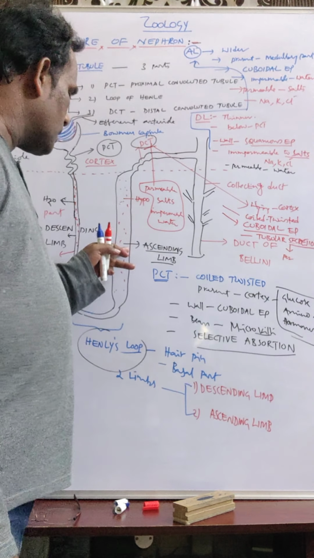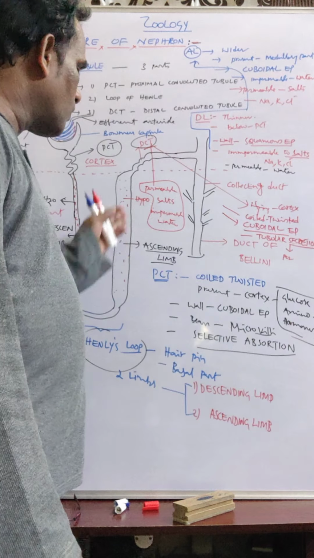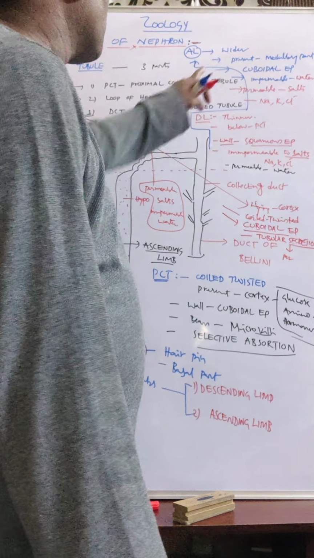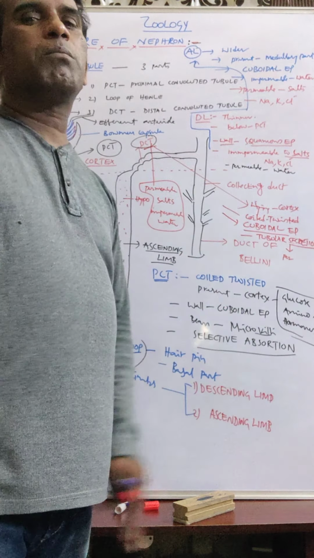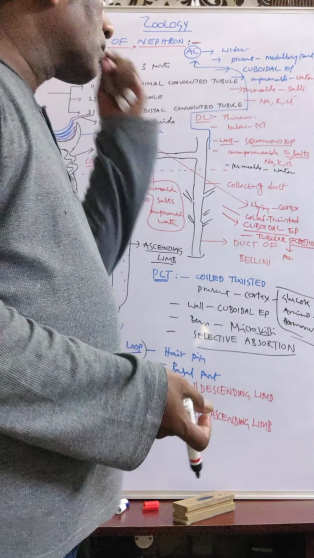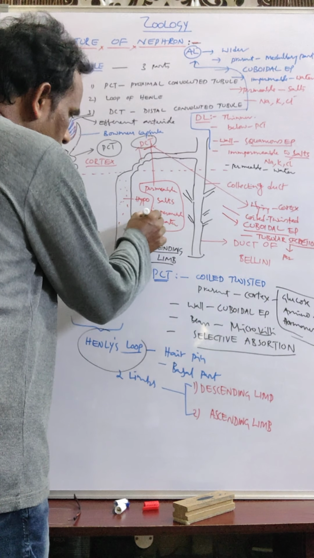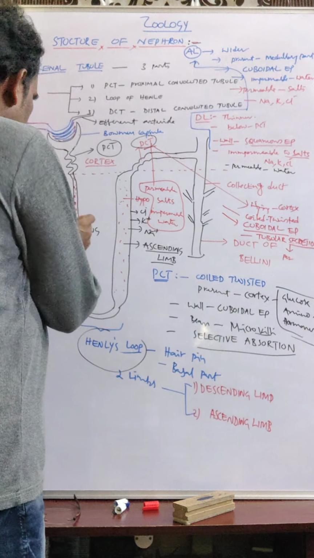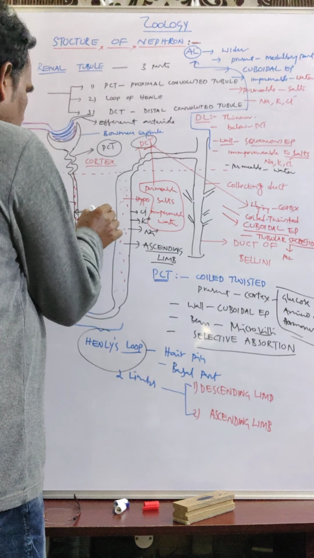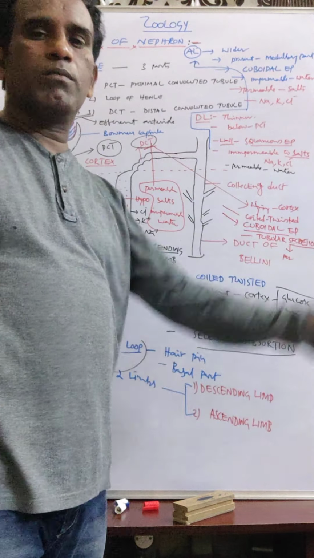And coming to the ascending limb, it is antagonistic to the descending limb. It is wider, the wall becomes thicker, and the wall is made up of cuboidal epithelium, impermeable to water. Water is not allowed to be reabsorbed, and the salts are permeable. That means from here the salts will move out. Sodium moves out, potassium moves out, chloride moves out. But here the water will not be allowed. So sodium reabsorption or chloride absorption means movement to the inside, while this is the movement to the outside.